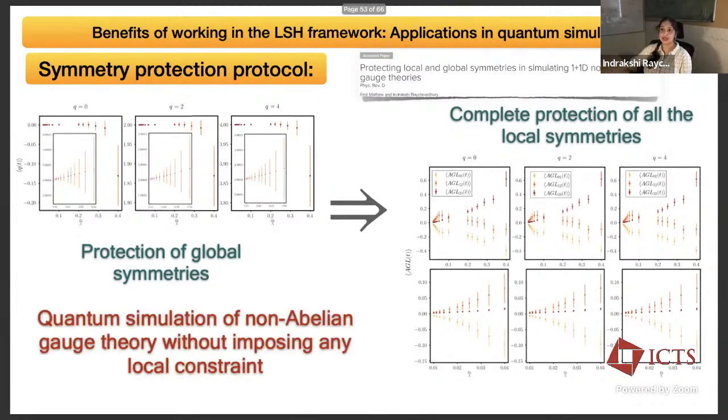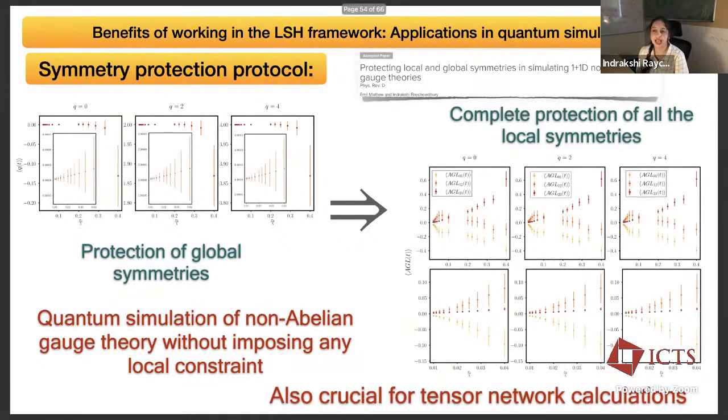So as a result, one can now quantum simulate a non-abelian gauge theory without imposing any local symmetry. Of course, one can understand that imposing global symmetries is much easier from a practical point of view, whereas imposing local symmetries is horrible; specifically for the non-abelian case, it's almost an impossible thing to do. And this is also very important in the context of tensor network calculations, because imposing global symmetries for tensor networks comes naturally, whereas local symmetry doesn't act that way.